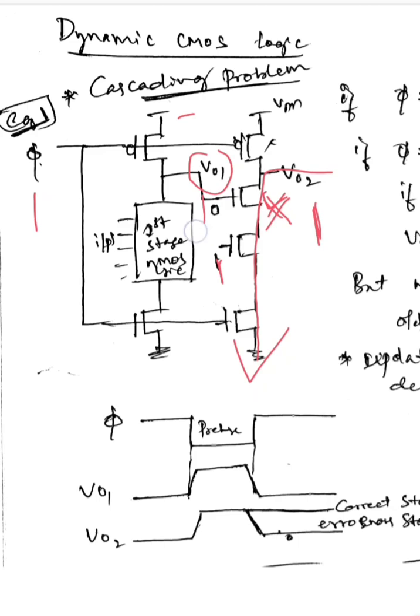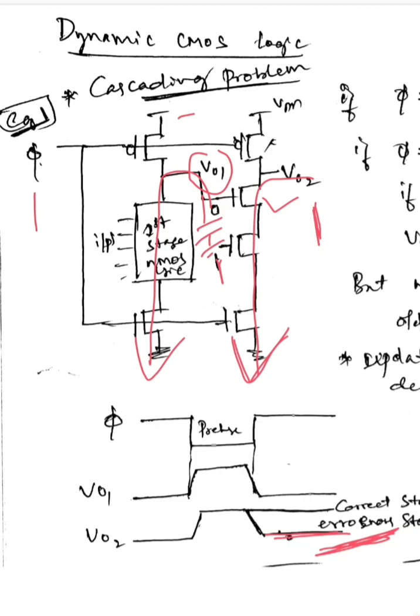But because of the time delay taken by this capacitor to discharge through this path, at that time this enhancement mode transistor will be on, and until this transistor is on, VO2 goes low. That's why in the output we get the error state 0 rather than the 1 state. Here we are getting 0, which is the error state. Actually we are supposed to get 1. Because this transistor gets a gate voltage of more than 0.7 V from VO1 before it goes to 0, this is the problem associated with dynamic CMOS logic.